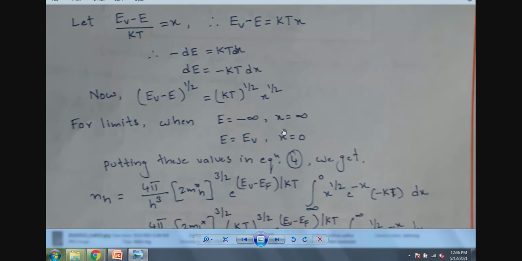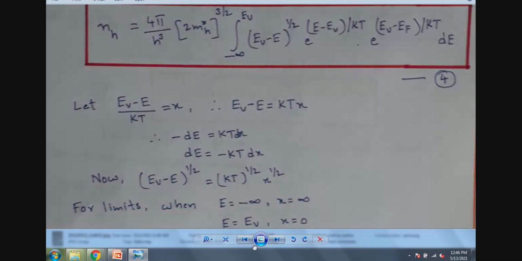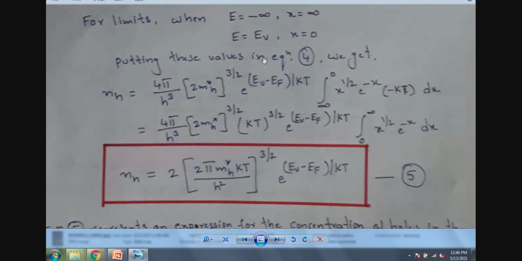Okay, now apply the limits and put the values in equation 4. So what you get, same, apply here, that is infinity to 0. So again, the integral of x to the power of 1 by 2 into e to the power of minus x into dx becomes the value of root pi by 2. Once again, this term becomes root pi by 2, isn't it? You can cross-check the limit from 0 to infinity, x to the power of 1 by 2 into e to the power of minus x into dx becomes root pi by 2, right?